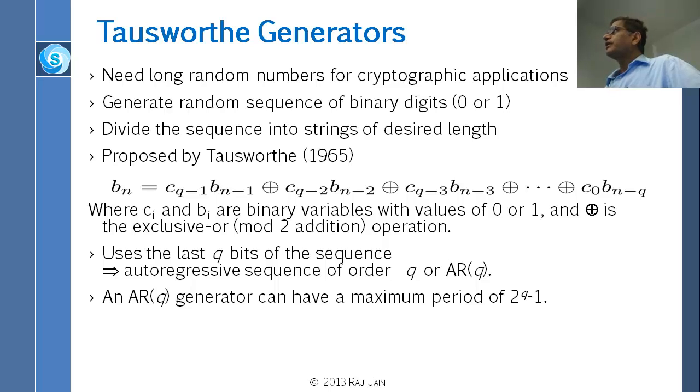This is also called an autoregressive sequence of order q, because we take the same thing and we regress it. Basically, we're not actually fitting a regression here, but we are given the regression and we are forecasting. And for this generator, again, we are not proving it, but giving you the fact, it can have a maximum period of 2 raised to q minus 1. If you take the last 2 bits, the period would be how much? 3, 2 raised to 2 minus 1. If you take 3 bits, it will be 7, and so on and so forth.